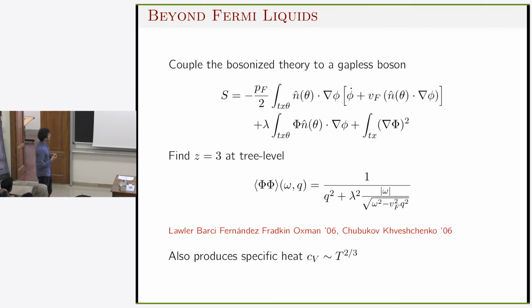So here we can do exactly the same thing. I'm going to do a kind of simplified version of this where I couple a boson whose mass I set to zero to the density, which to leading order is just this. So here I'm just writing it in the Gaussian approximation. Okay, so there's going to be nonlinear corrections to this.